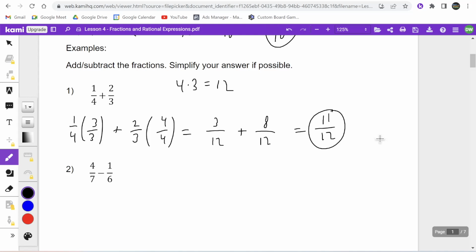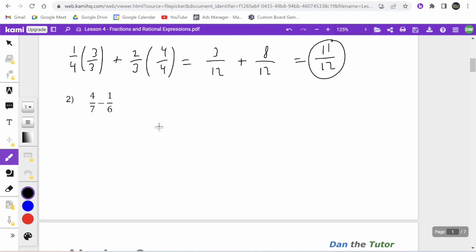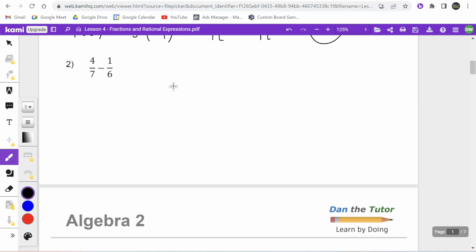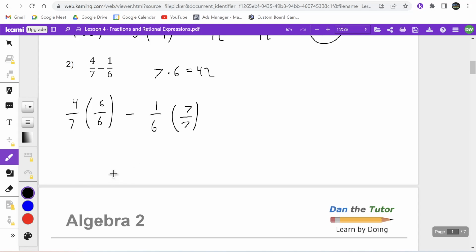Okay, now for the next one, 4/7 minus 1 over 6. Again, there's no real shortcut to the common denominator for this one other than 7 times 6 equals 42. So I'm going to multiply 4 over 7 by 6 over 6, and then minus 1/6 times 7 over 7, because that's going to get me the common denominator. And then how will this one reduce? Well, 4 times 6 is 24 over 7 times 6 is 42, minus 1/6 times 7 over 7, so that's going to be 7 in the numerator and 42 in the denominator.